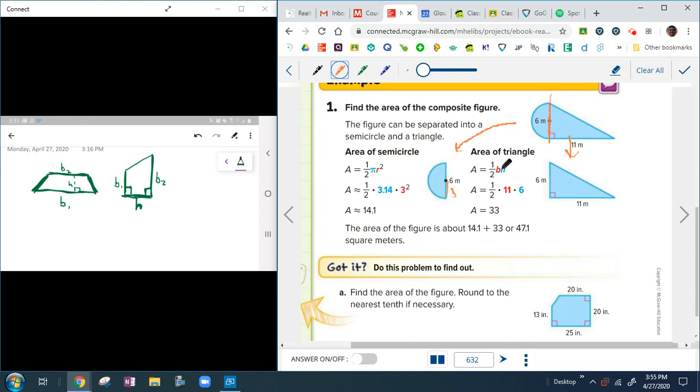11 for B, 6 for H, and then simplify this and get your answer of 33. Now that you've found the area of both shapes individually, we're going to add them up to get the total area of the composite figure.